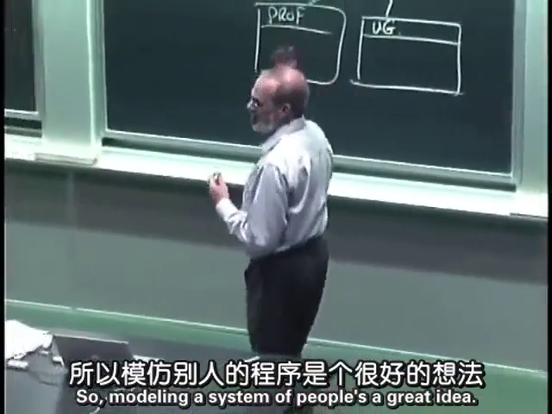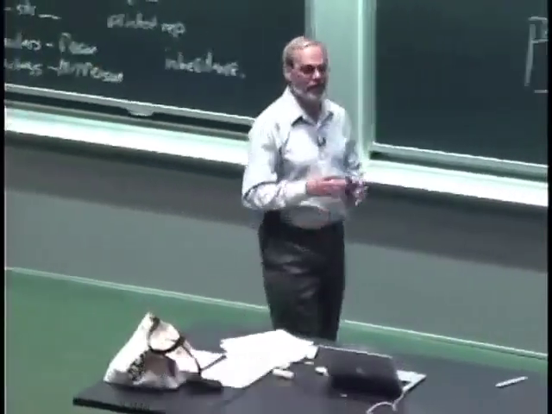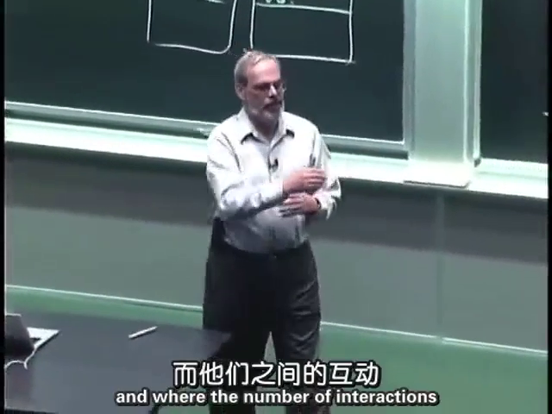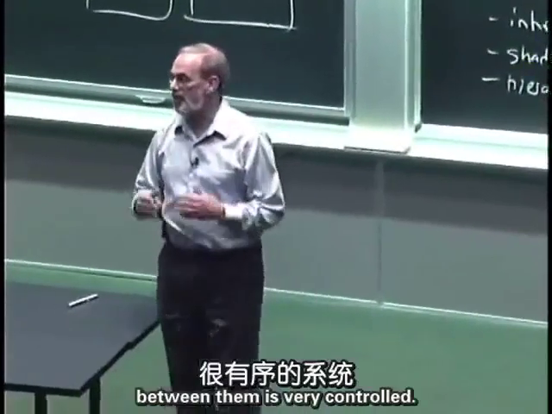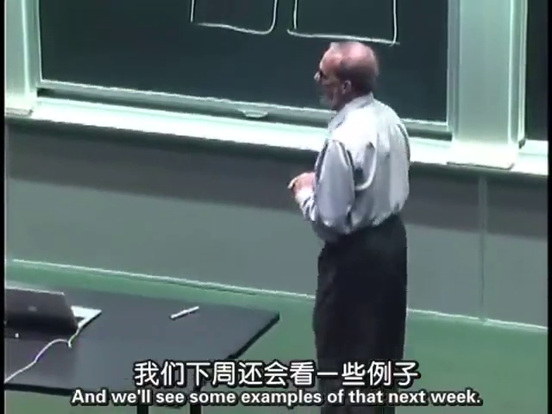So modeling a system of people is a great idea. Modeling a system of molecules is probably a great idea. Modeling a system where it is natural to associate things together and where the number of interactions between them is very controlled, these systems work really well. And we'll see some examples of that next week. Thanks.